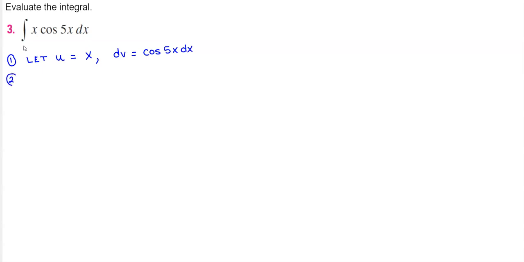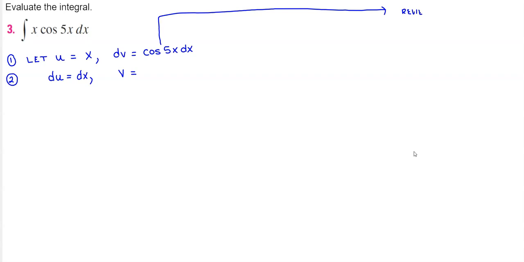Now in step 2, we're going to take the derivative of both sides for the first part. So we're going to get du, which is equal to the derivative of x, which is 1, and that's dx. And then for dv, we want to take the antiderivative, so we're going to get v. So what is the antiderivative of the cosine of 5x? So remember, let's just review taking the antiderivative of this.